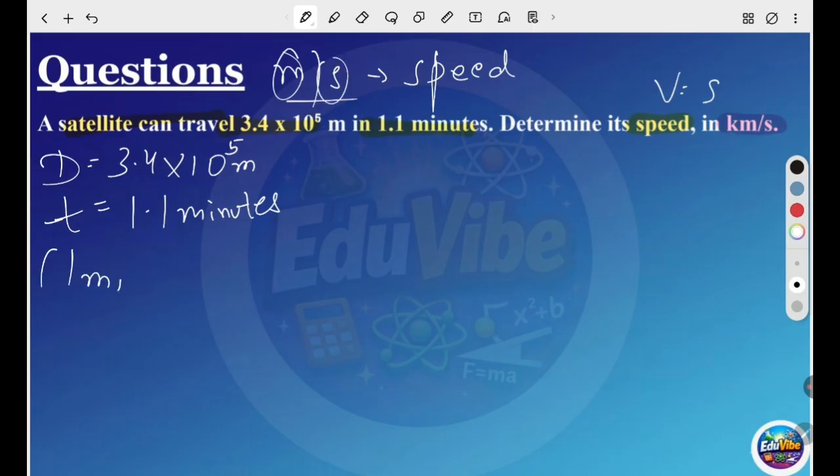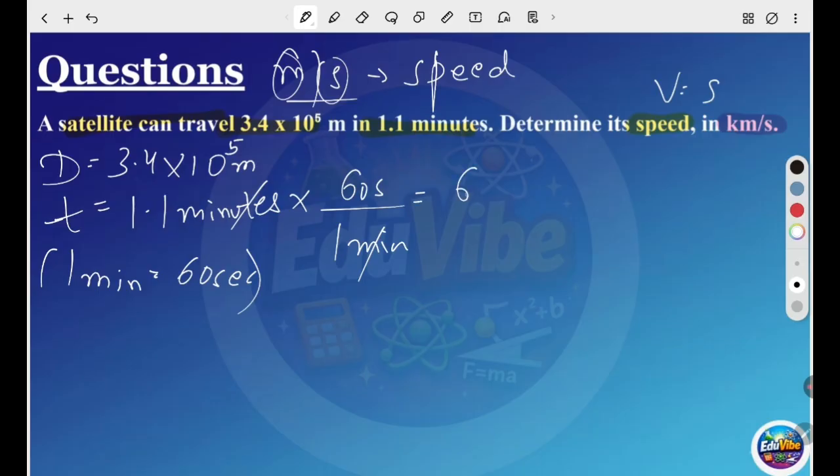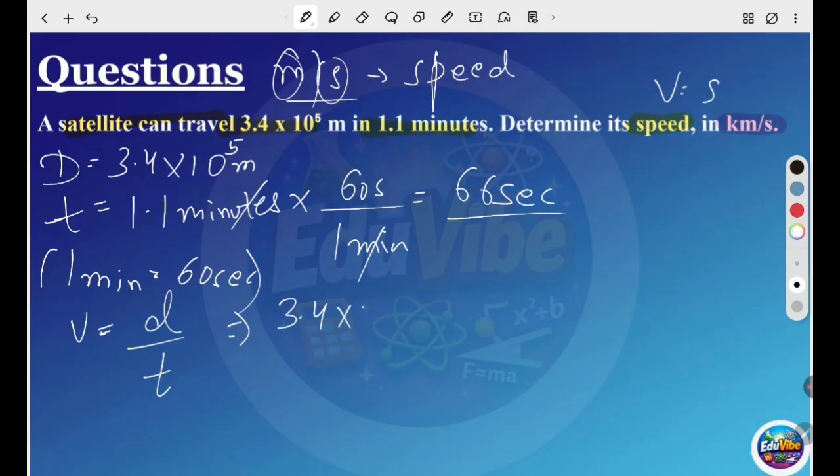We know that 1 minute is equal to 60 seconds. So we multiply this by 60 seconds per 1 minute. The minutes cancel out, and we get 66 seconds. Now we use the formula: v is equal to d upon t. So we put the distance, which is 3.4 times 10 raised to power 5 meters, and the time, which is 66 seconds.